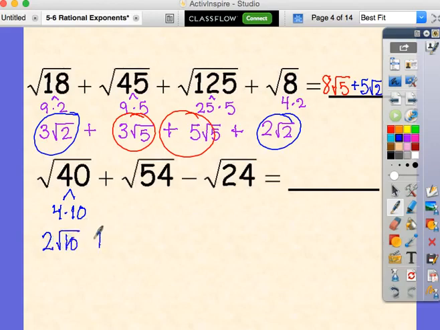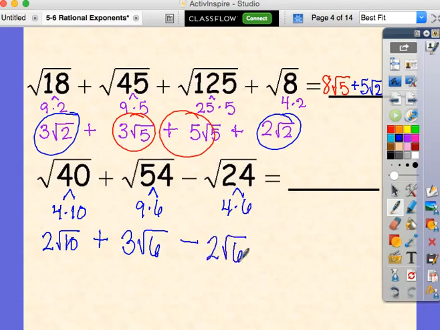Okay, plus, how about square root of 54? 9 times 6. The 9 comes out as a 3, square root of 6. Minus, what's the 24 break apart into? 4 times 6, so that's rewritten as 2, square root of 6.